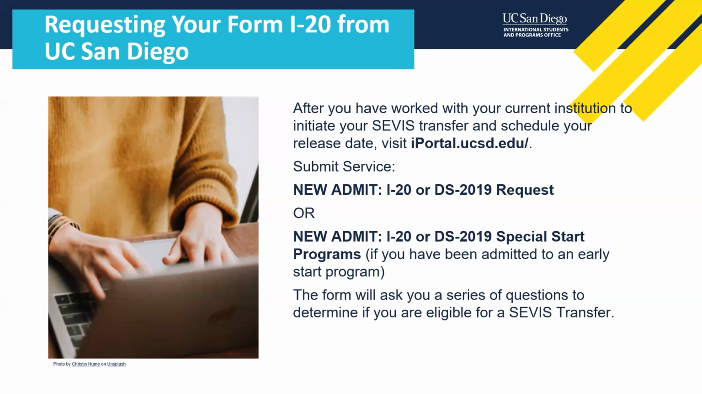You might be asking, how do I know if I've been admitted to an early start program? If you have, it's likely you received a letter from your department letting you know that you are required to attend a summer program in advance of the fall start of classes. If you're not sure, please ask your academic or major department whether you are in an early start program. Regardless of which one of these new admit forms you fill out, the form is going to ask you a series of questions to collect your SEVIS transfer information.